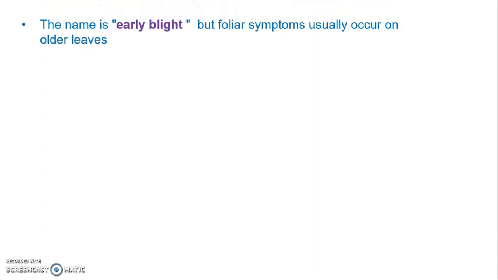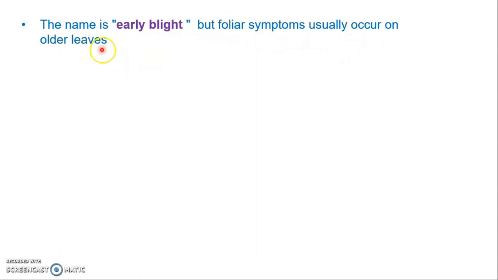You know, the name is early blight, but that doesn't mean that the disease infects the plants very early, or that the disease infects the younger leaves. That doesn't mean that. So what is the meaning? The name is early blight, but the foliar symptoms usually occur on older leaves. So keep in mind, don't be confused with early, but remember these foliar symptoms usually occur on older leaves.